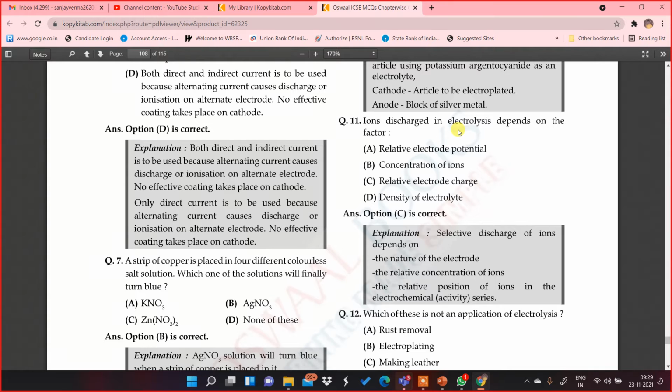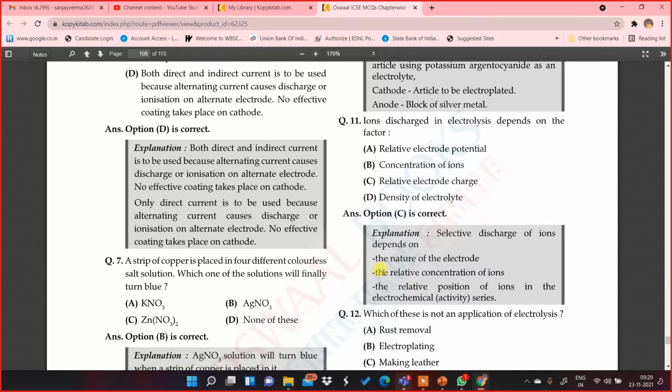That means relative electrode discharge. Not potential, they depend on relative electrode discharge. Option is C. That is relative position of ions, relative concentration of ions, the nature of the electrode. So we can call it by one phrase, relative electrode discharge. This is one group of words which can be used to define these three factors.